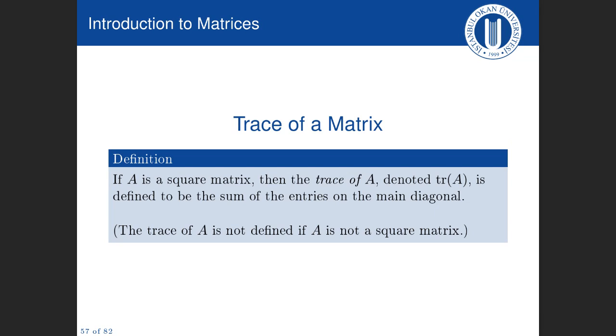We have another T word, trace of a matrix. If capital A is a square matrix, it has to be a square matrix, then the trace of A, which we write as small t, small r of A, is defined to be the sum of the entries on the main diagonal of A. Trace of A is only defined if we have a square matrix. We don't have a trace of a matrix which is not square.